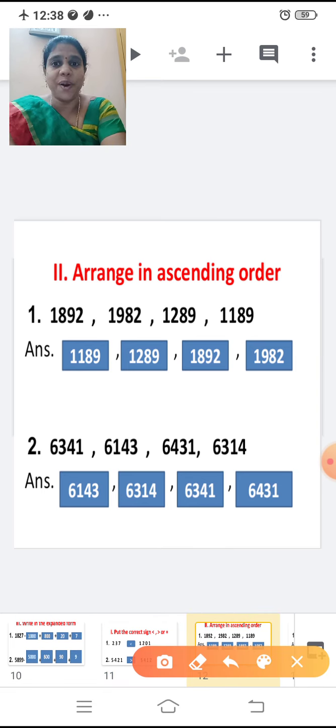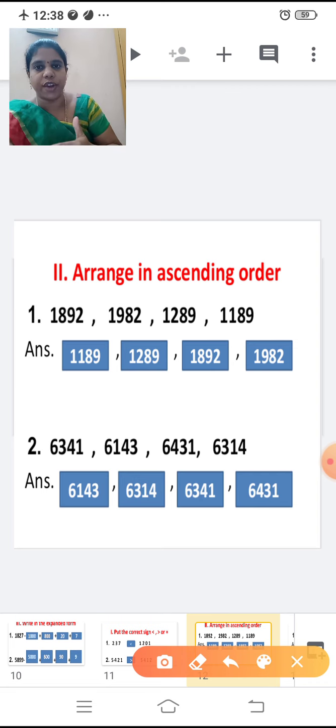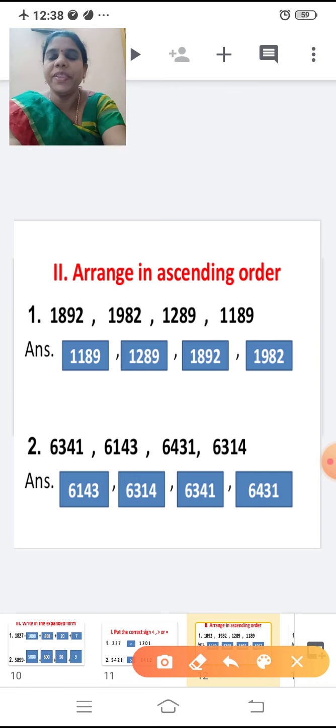Arrange in ascending order. I think you all know what is ascending order, right children? Arranging the numbers from smaller to the bigger, right? So now just see the first number. See all the four numbers. From this we are going to compare which is smaller.